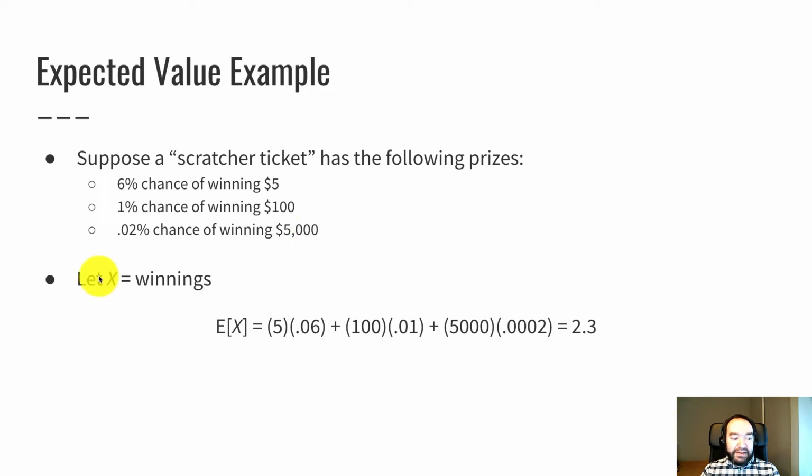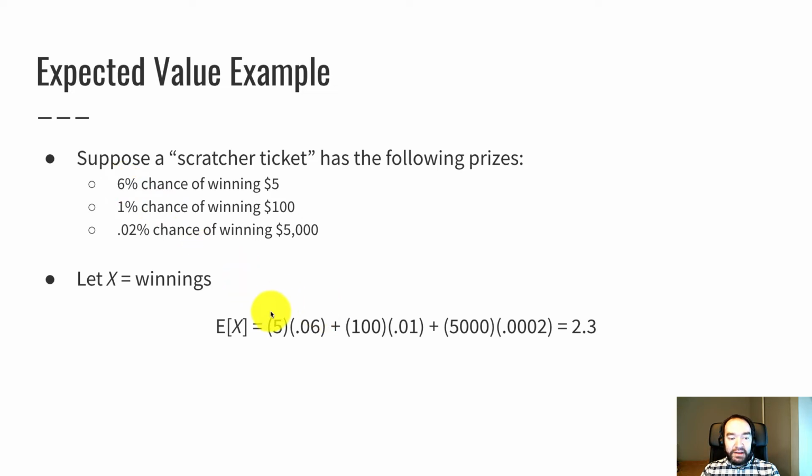So let's say X is the random variable of how much you win, your winnings on the ticket. Then the expected value of x would be the sum of every possible outcome multiplied by the likelihood of that outcome. So that would be $5 times 0.06, because 6% converted to a fractional decimal is 0.06.